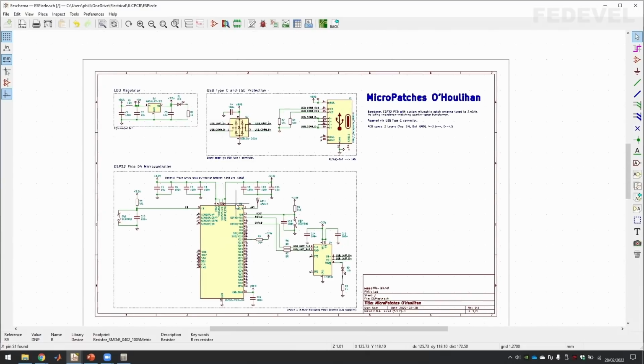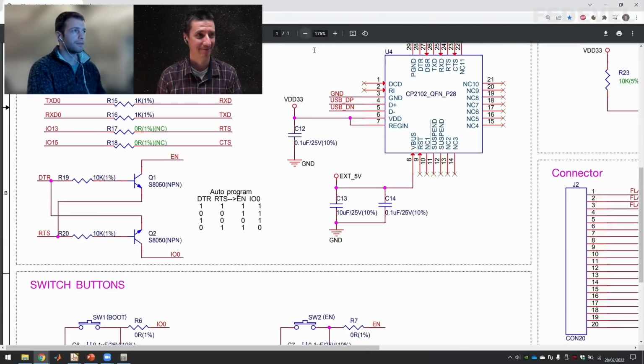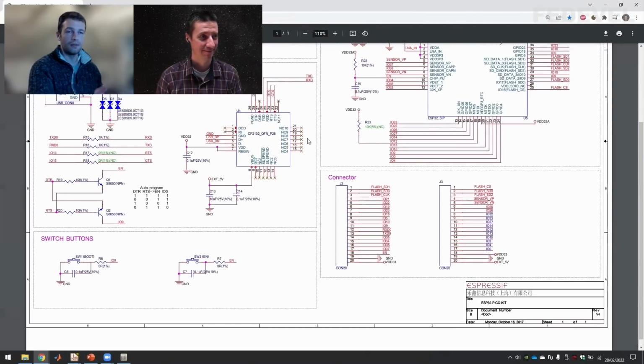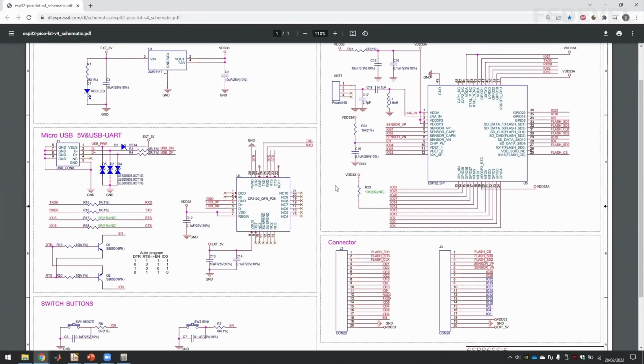So the schematic is fairly simple. Luckily enough, there are always reference schematics. So there is something called the Pico Kit D4, something along those lines. And basically, you can either use the datasheet or something like this. A lot of it is taken just from a reference design, because that's always the best place to start, in my eyes at least.